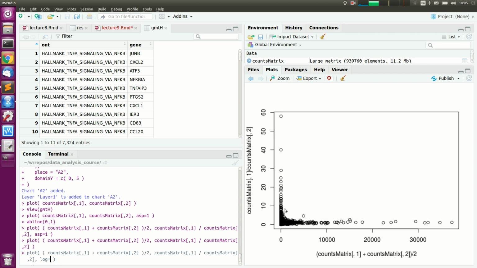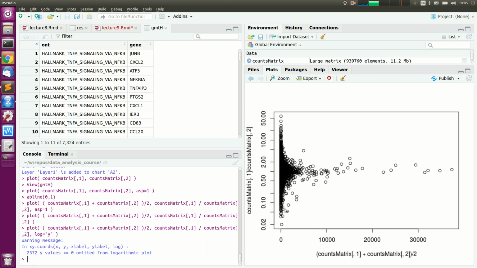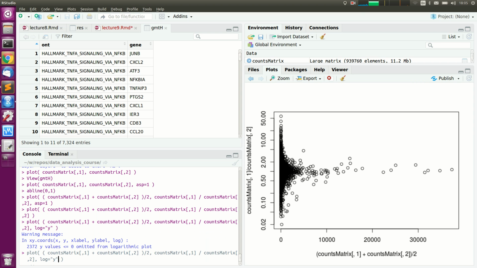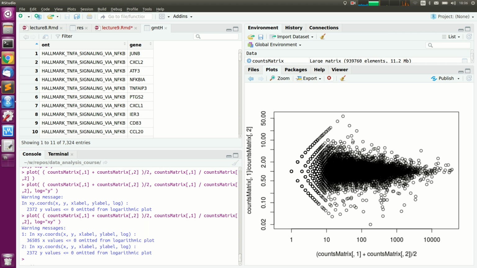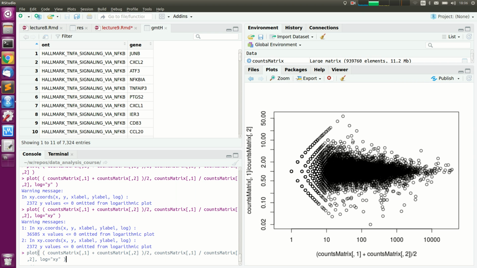So you might remember what I've always said: whenever you plot a ratio, you have to plot it logarithmically. So I tell it I want the y-axis logarithmic. I'll also make the x-axis logarithmic, because most of the plotting space is used by a few really strongly expressed genes. Now it looks like this. This looks a bit like the MA plots that we've already seen, but now it's something very simple: on the x-axis the average over the two samples, on the y-axis the ratio between the two.